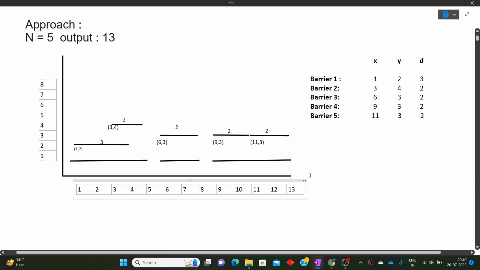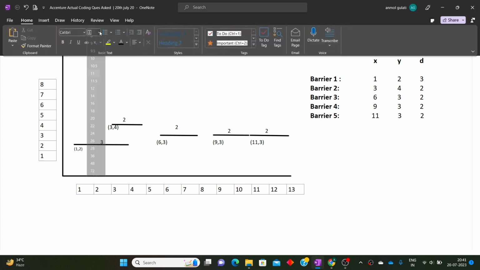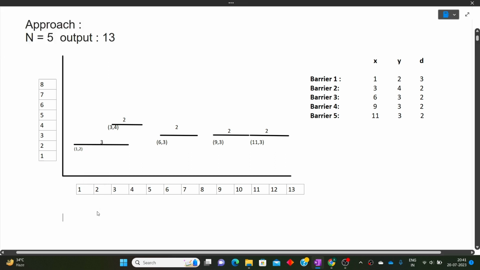But now how to do it, how to merge these two barriers, how we will do all the calculations? So let's start step by step. Let's forget currently that we have some overlapping barriers. Okay, delete it. Our first step should be, let me quickly increase the font size, 16. So yes, let's focus on our first barrier.